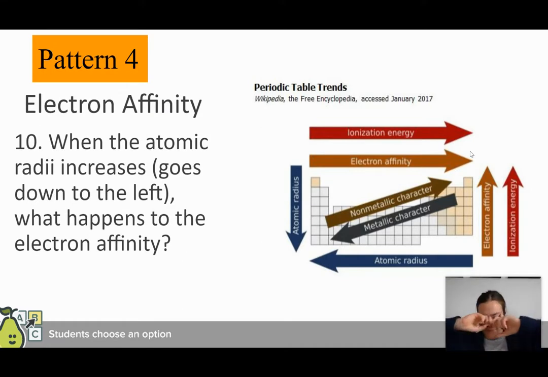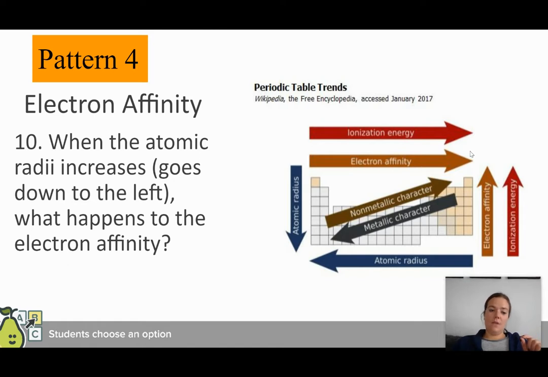Okay, so let's see if we can make this one work. I'm going to make you think real hard. When the atomic radii increases, so remember the atomic radii is going to increase when you go from right to left and when you go down, what happens to the electron affinity, which actually increases if you go up and to the right?